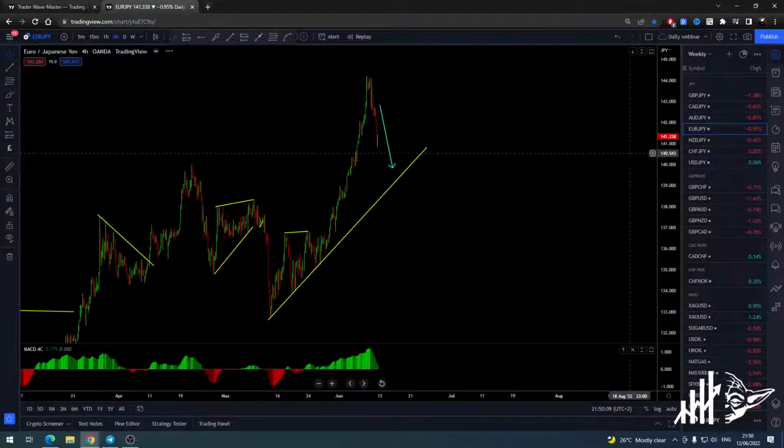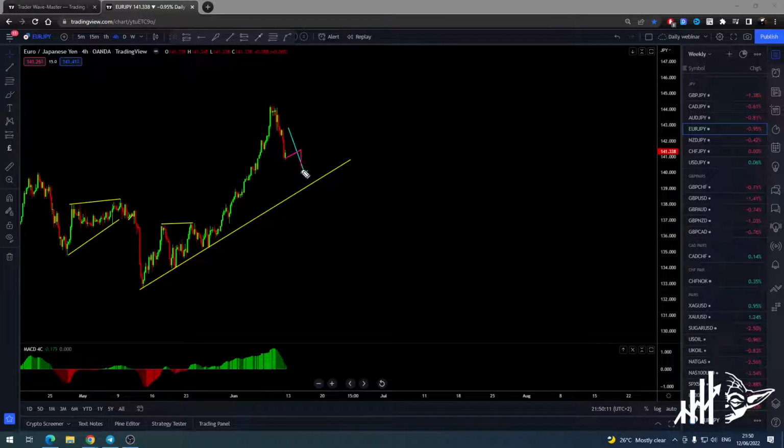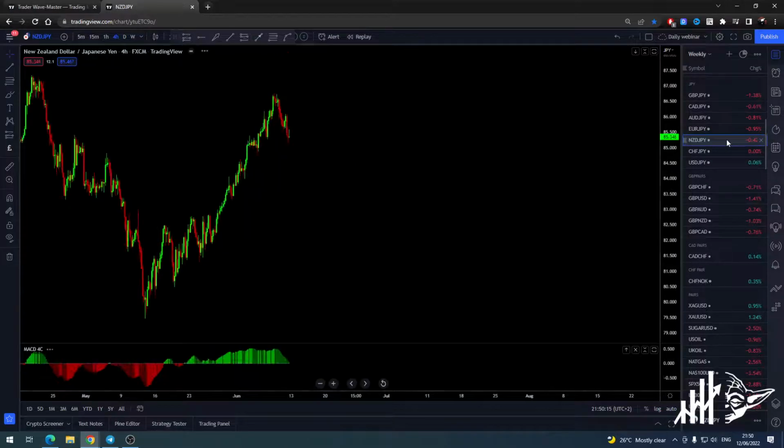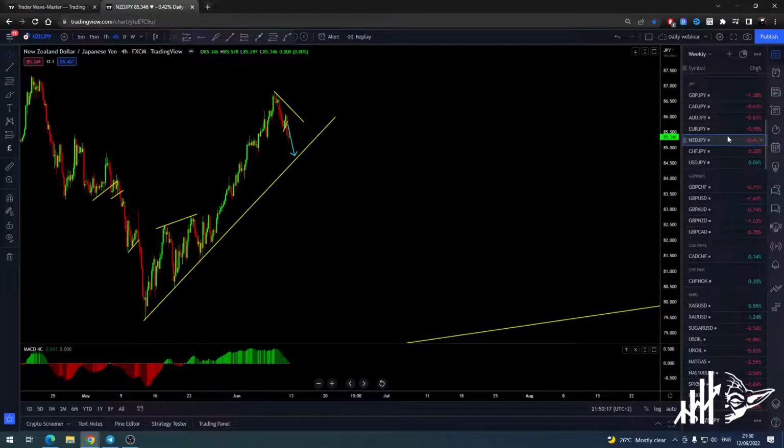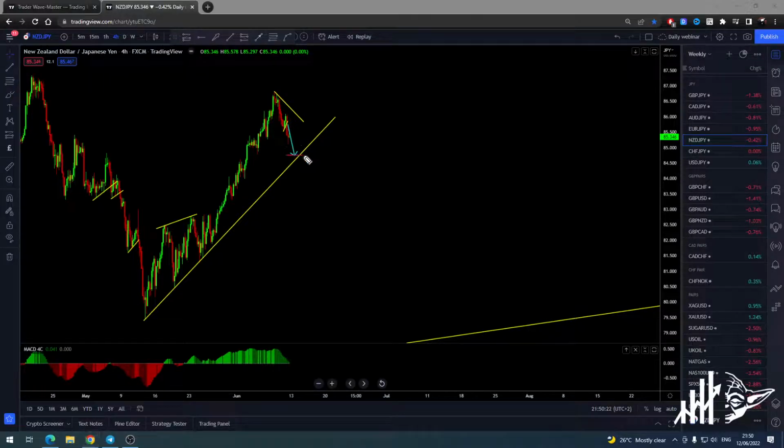Euro yen is the same. If it corrects, take a sell. This will be the trade for this week. So, sell stops. Don't chase it from the current price as it stands right now. If there was a sell stop, take it, great, back at the trend line.